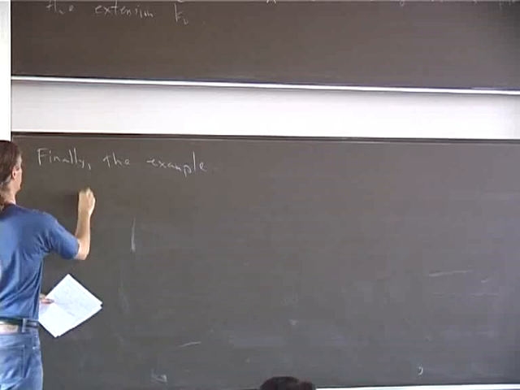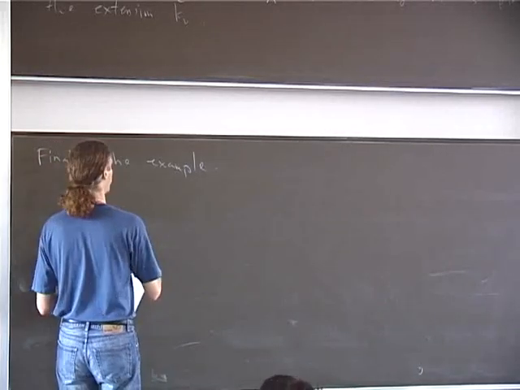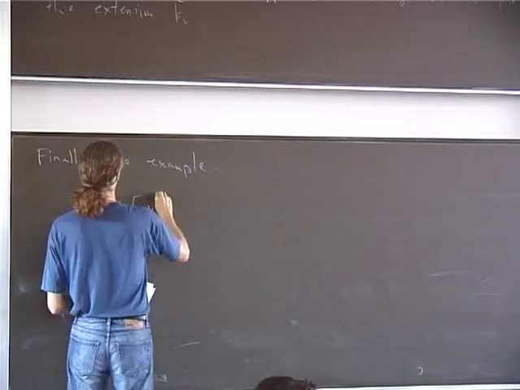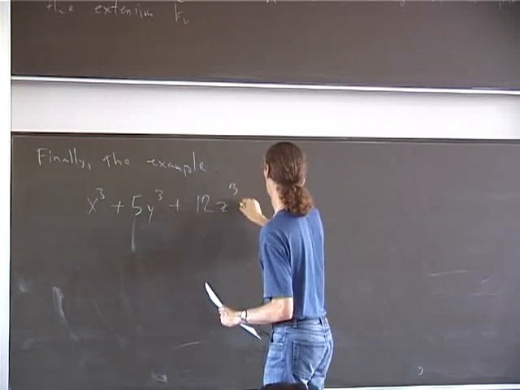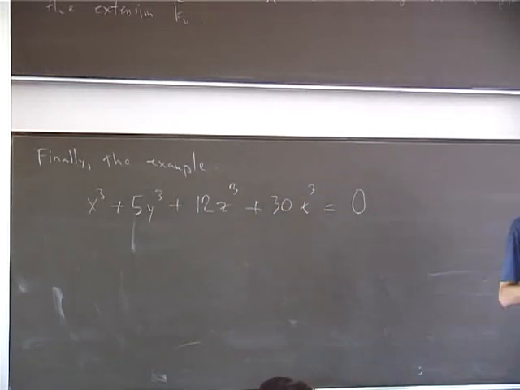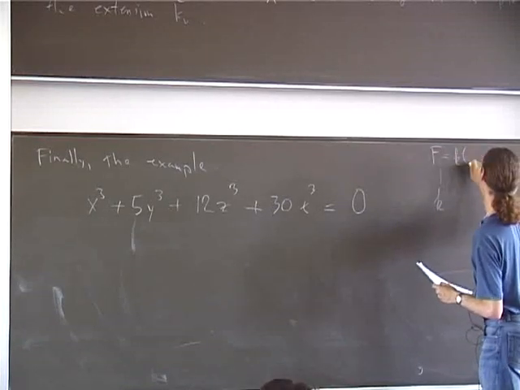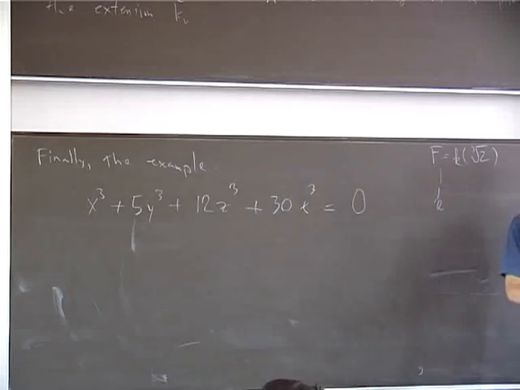So finally, the example would be, and this is from the paper by Kolyvagin, Colliot-Thélène, Kanevsky and Sansuc, with particular coefficients 1, 5, 12, and 30. Now, it's got erased, but this is the cyclic extension, K adjoin the cube root of AD over BC, and AD over BC is 1/2. So we have our K, K adjoin the cube root of 2.